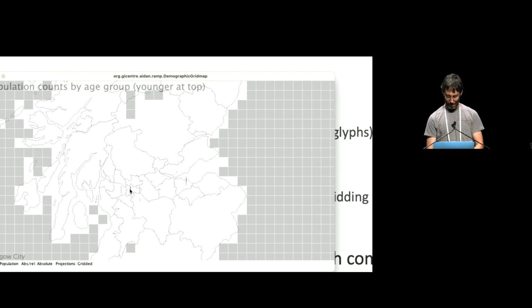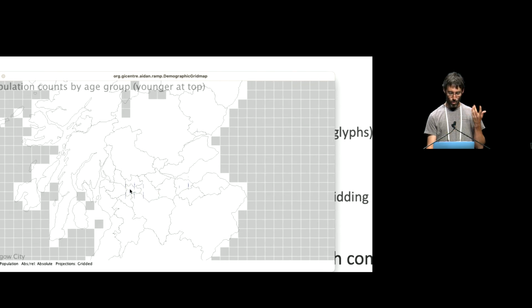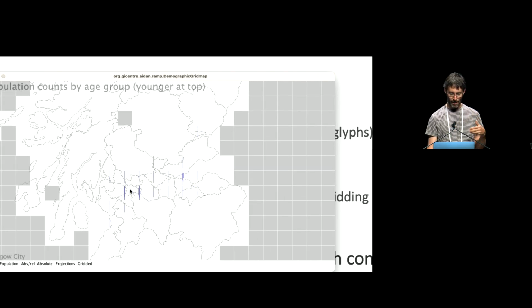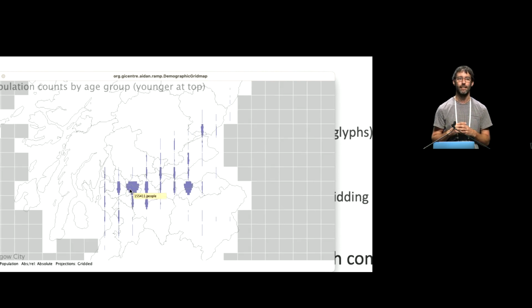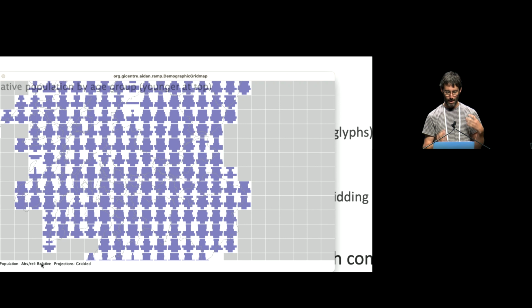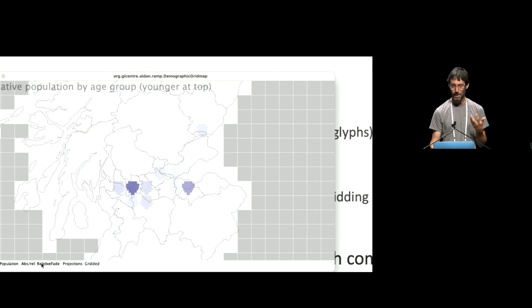And we can also change the grid cell. One aspect of this technique is that you can have more complex glyphs inside the squares if you trade off spatial precision by having large grid cells for more complex glyphs that can show more multivariate data or complex time series data. And we also had different versions of the symbols. We can have relative ones where we looked at the relative population structure. And we also had ones where we use fading to only show those with large populations.